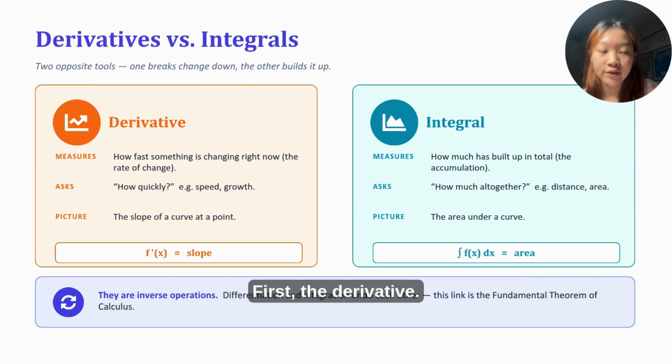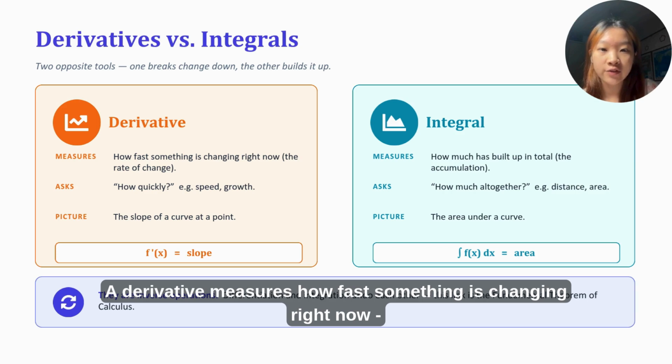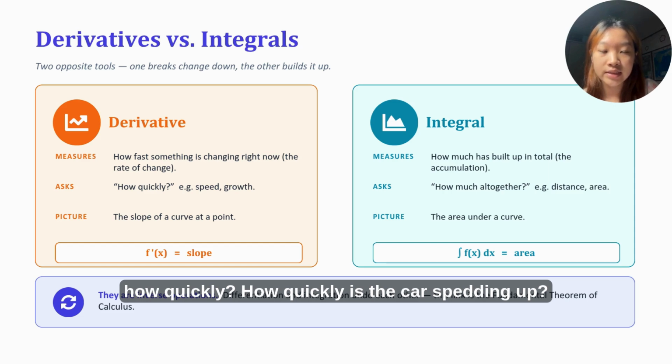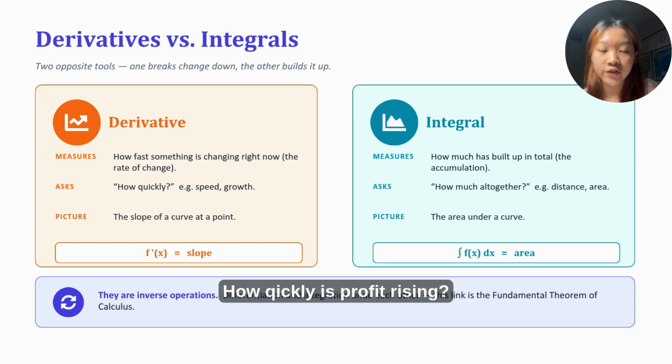First, the derivative. A derivative measures how fast something is changing right now, its rate of change at a single instant. If you picture a curve drawn on a graph, the derivative is the slope or steepness of that curve at one particular point. In everyday language, it answers the question, how quickly is the car speeding up? How quickly is the profit rising?